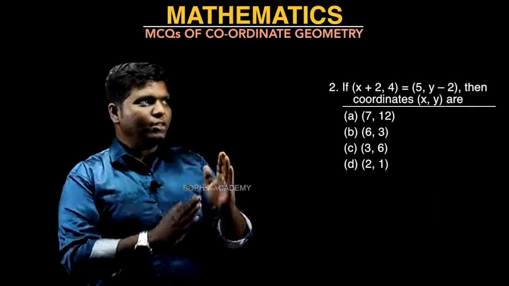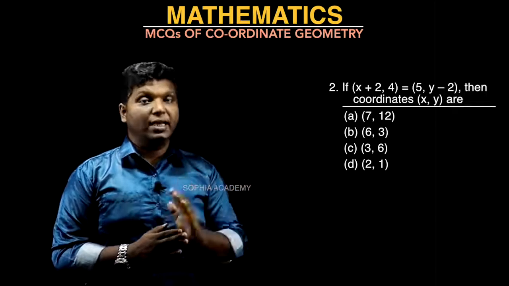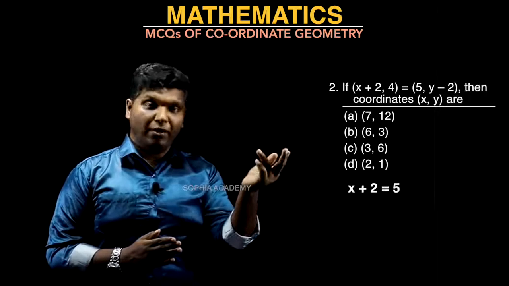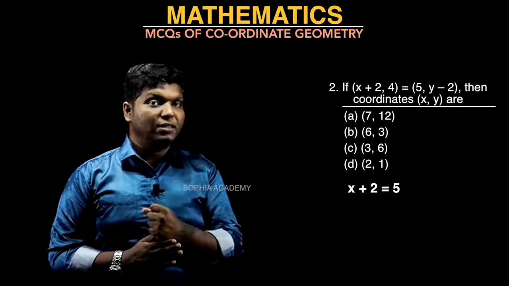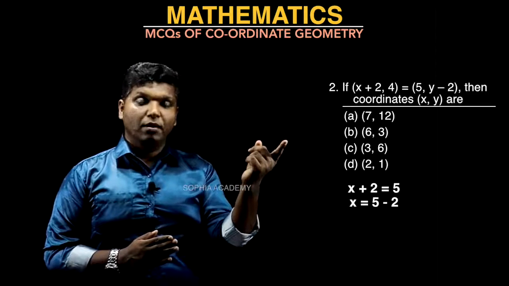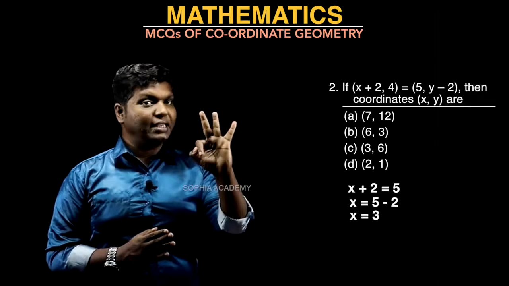See, focus your eyes on the x coordinate of both of those points. In the first point, you can see x plus 2 is the x coordinate. In the second point, it is 5. That means x plus 2 is equal to 5. So what will be the value of x? If x plus 2 is equal to 5, then x is equal to 5 minus 2. That is 3. So you got 3. Keep that in your mind. 3 is the x coordinate, okay?